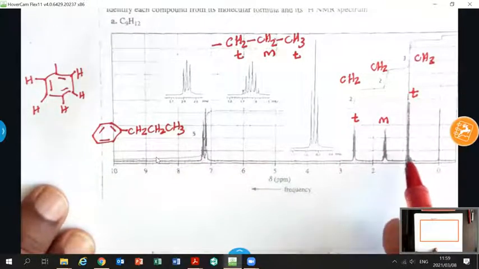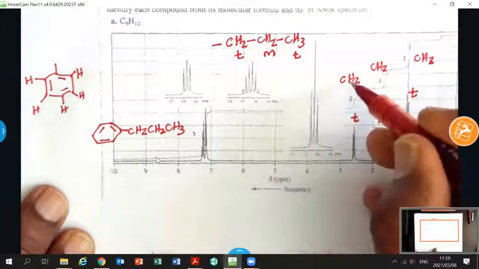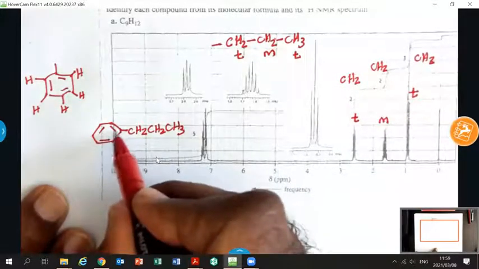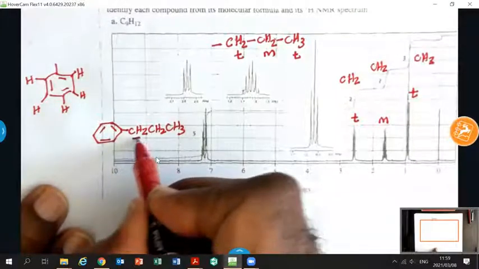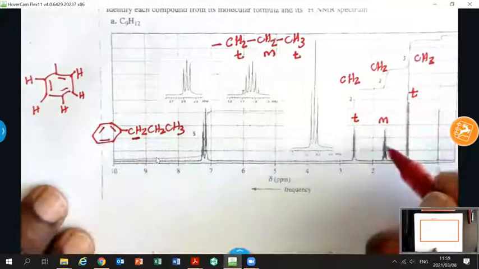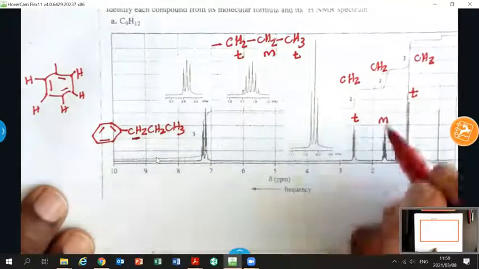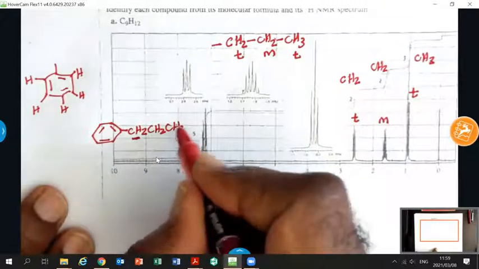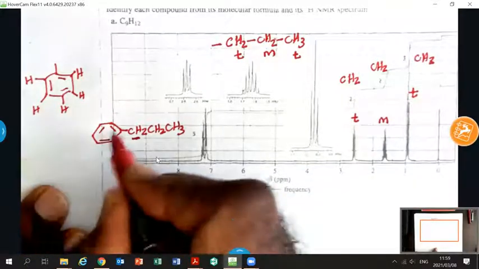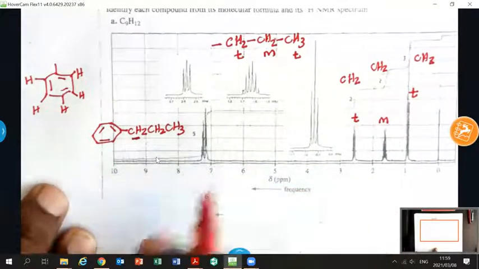Very quickly, can you note that this triplet, which is a CH2, is deshielded because it's next to the aromatic ring, right? So I know now that this CH2 is this one here because it's next to the aromatic ring. The next CH2 in the middle, because of the multiplet, must be this one. And this one, which is most shielded, is in this region of 1. And then these 5 protons here are here.